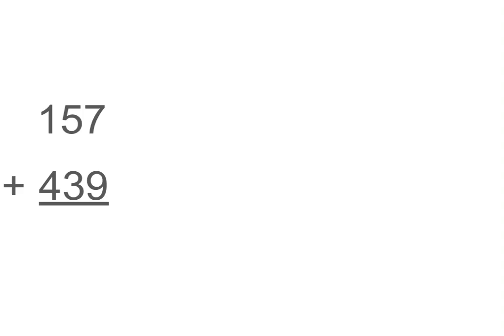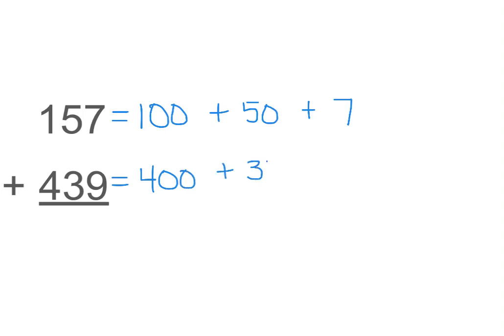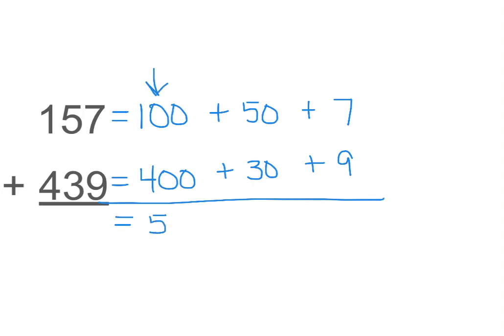All right, 157 plus 439. Expand it out. 100 plus 50 plus 7. 400 plus 30 plus 9. Again, we know it's in the 500s for our final answer because as I look at my tens, that doesn't go above 100. So 500 plus 80.